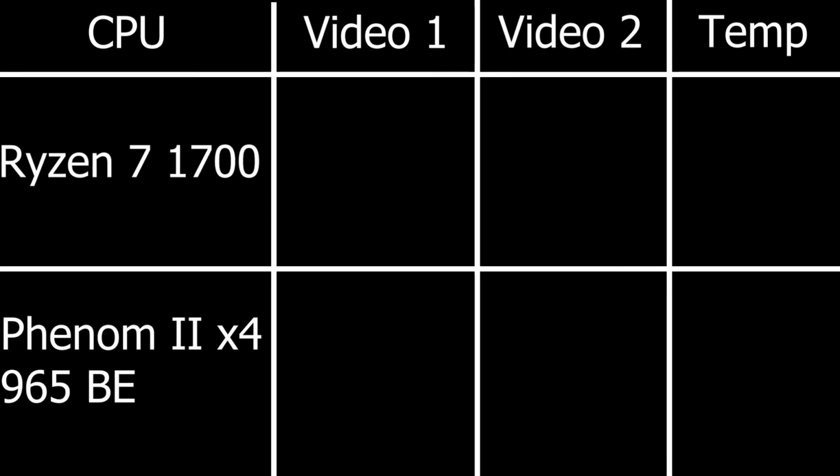So just to round up, let's have a look at the results again. So the Ryzen 7 1700 in the first video, and again this is the video that was probably more render intensive, it wasn't very long, it was only 5 minutes, but there was 6 hours worth of information within that 5 minutes. So that took about 15 minutes and 9 seconds on the 1700, and 36 minutes and 33 seconds on the Phenom 2. So the Ryzen just slightly faster than twice as fast on that one.